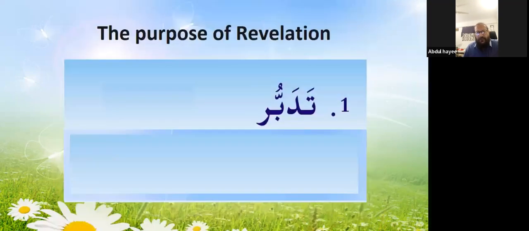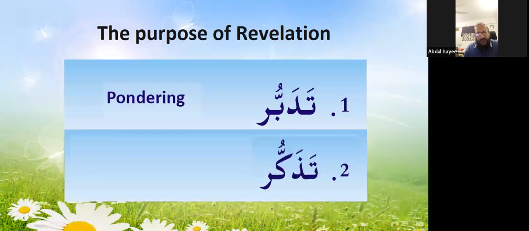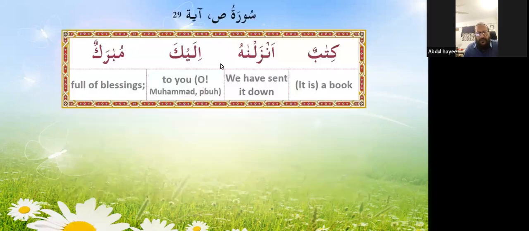The purpose of revelation is tadabbur, which means pondering, and tazakkur, which means receiving the admonition. These are the two main important aspects of the revelation. Let's have a look for detail.